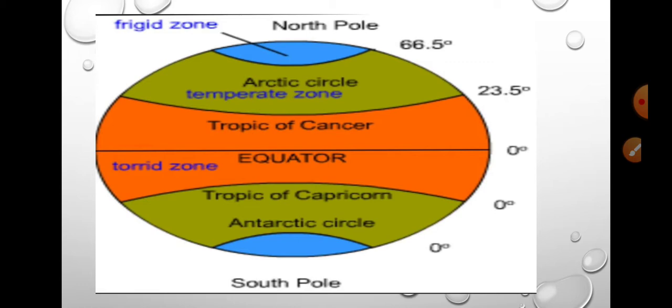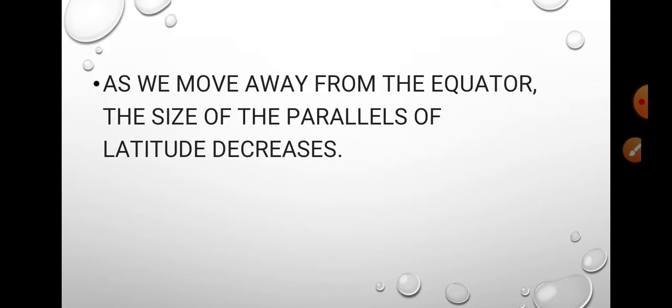The equator represents the 0 degree latitude since the distance from the equator to either of the poles is 1/4 of the circle round the earth. It will measure 1/4 of 360 degrees, that is 90 degrees. Thus, 90 degree north latitude marks the north pole and 90 degree south latitude marks the south pole. Did you get the point? Again, an important point is, as we move away from the equator, the size of parallels of latitude decreases.